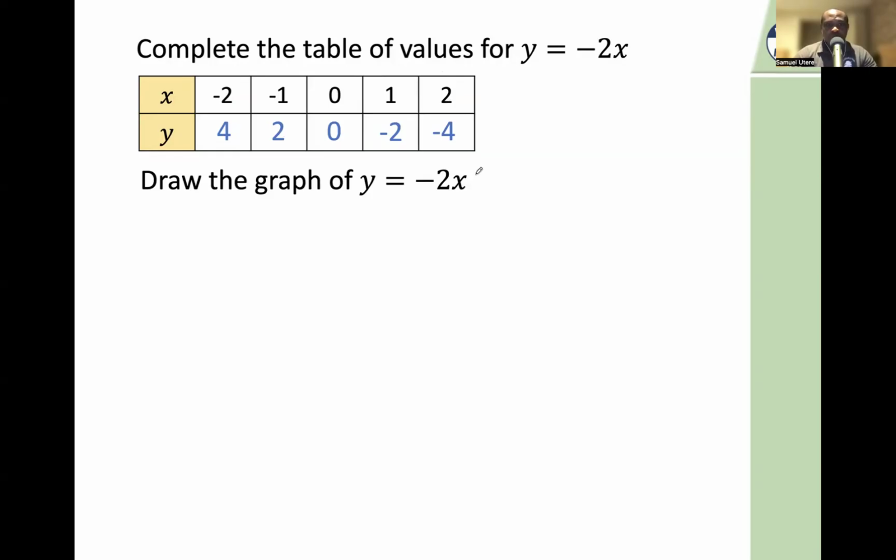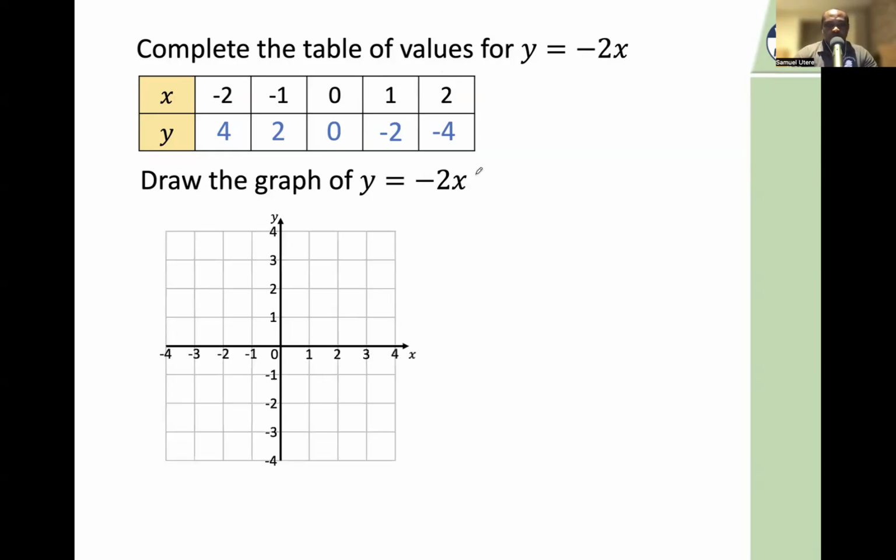Now, if we're asked to draw the graph of y equals negative 2x, here is what you'll notice. You would notice that the graph looks like this. So when we plot the pair of coordinates, this here has a negative gradient, and look at the way the graph slopes. Before now, we have always seen positive values next to the x, and all the graphs sloped upwards. Now we're having the graphs slope downwards. Interesting, isn't it?